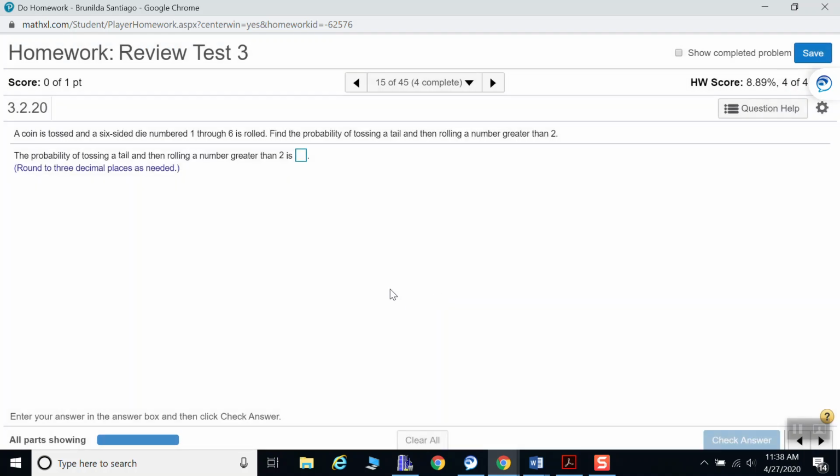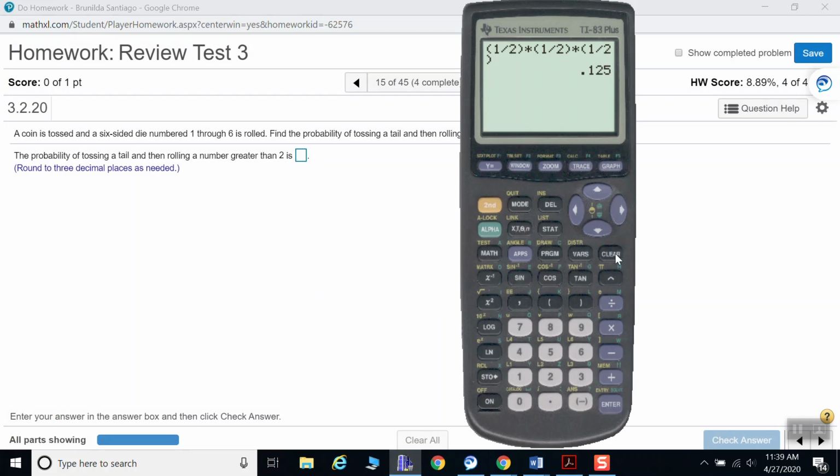Next, question 15. A coin is tossed and a 6-sided die, numbered 1 through 6, is rolled. Find the probability of tossing a tail and then rolling a number greater than 2. So the probability of tossing a tail is 1 out of 2. Again, I prefer to enclose that in parentheses. That's 1 divided by 2.